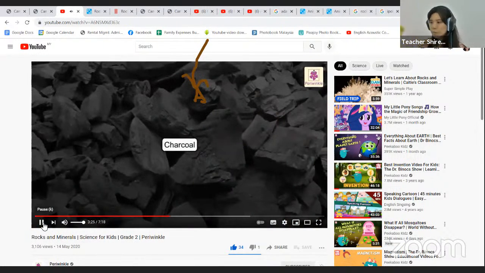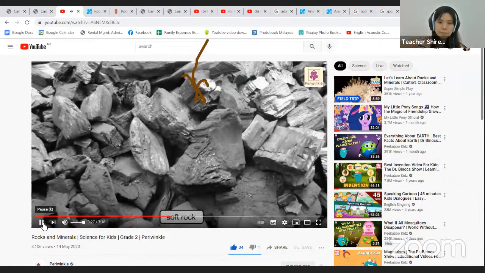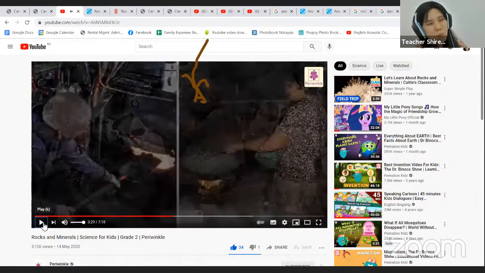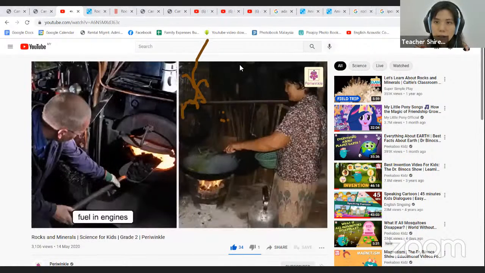Lastly, charcoal. It is also a soft rock. Charcoal looks a little bit like slate. What do we use it for? We use it to ignite the fire. It's like barbecue, we buy charcoal. Because it retains the heat, it can help ignite the fire. It is used as fuel in engines and for cooking in villages.